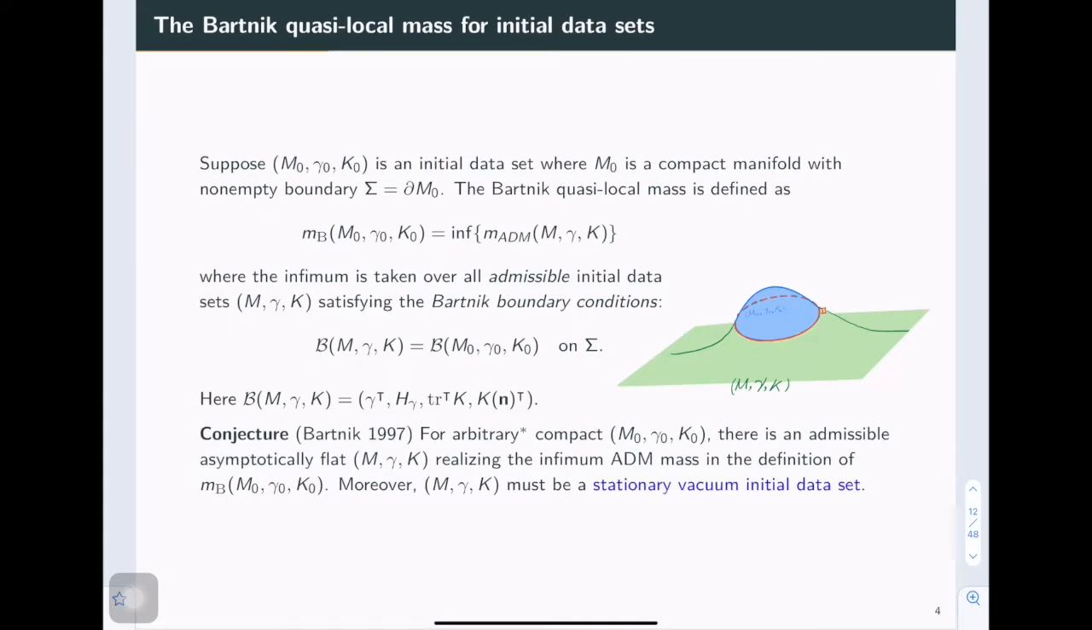For such a construction, it is conjectured by Bartnik that for an arbitrary compact initial dataset, there is an admissible asymptotically flat initial dataset realizing the infimum ADM mass in the definition here. Moreover, the initial dataset which realizes the infimum must be a stationary vacuum initial dataset. In other words, it means that this (M, gamma, K) can be embedded as an initial dataset into a spacetime where the spacetime metric satisfies the stationary vacuum equations.